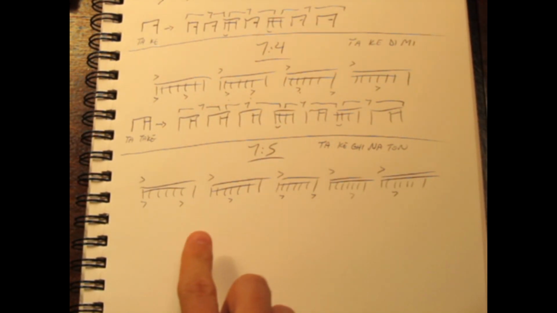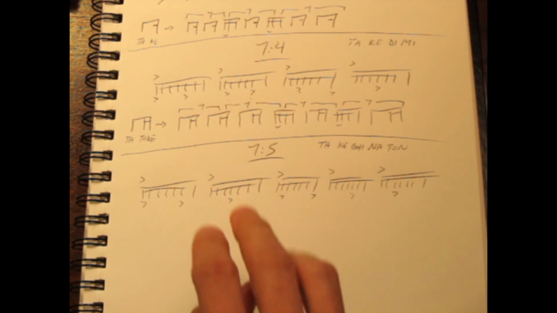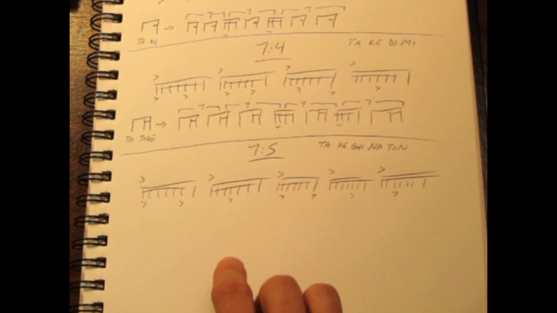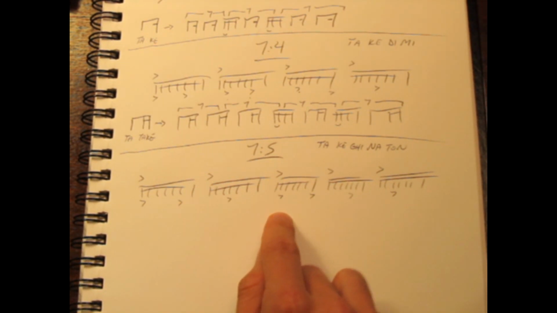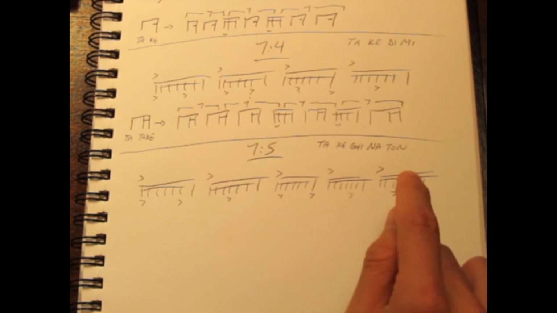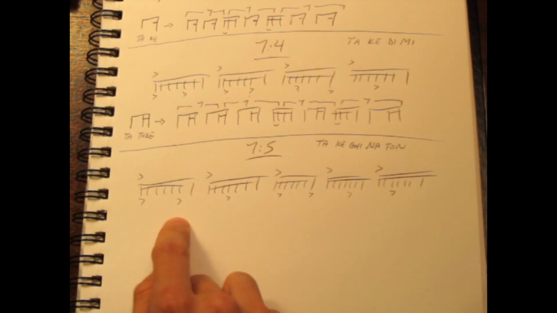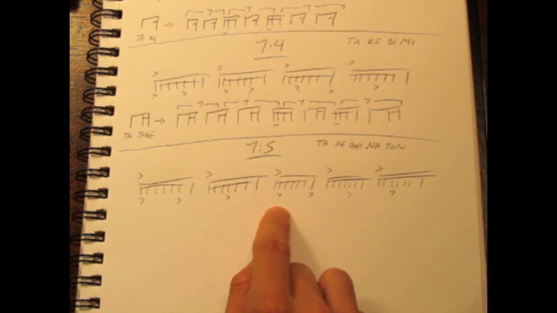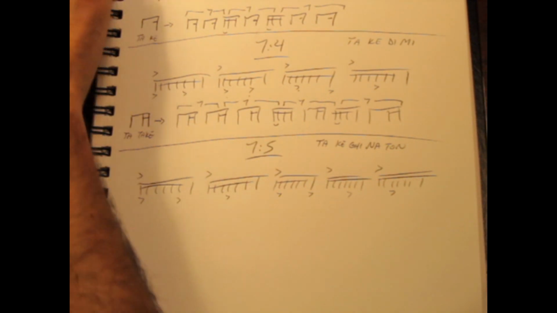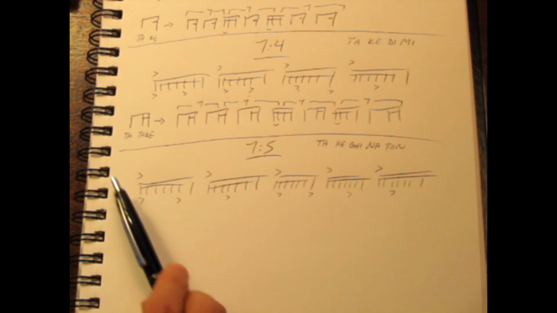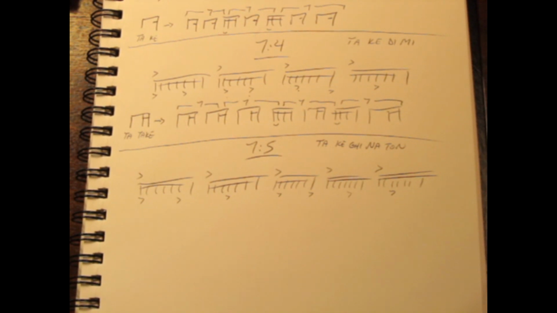So, takadimi takita takadimi takita takadimi takita takadimi takita takeginaton takeginaton takegina takeginaton takeginaton takeginaton takeginaton tak tak tak tak tak tak takeginaton tak. 7 accents against 1, 2, 3, 4, 5 metronome clicks.